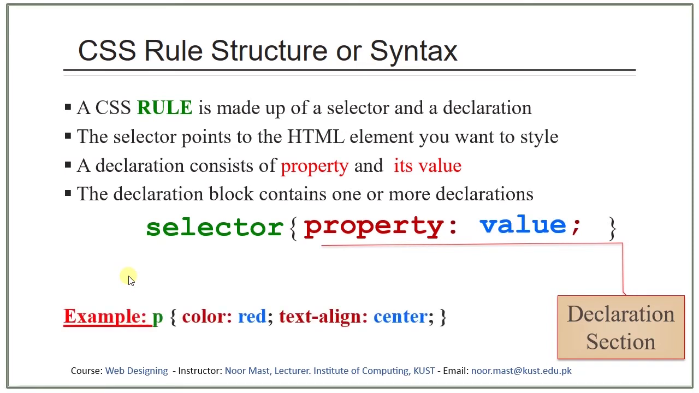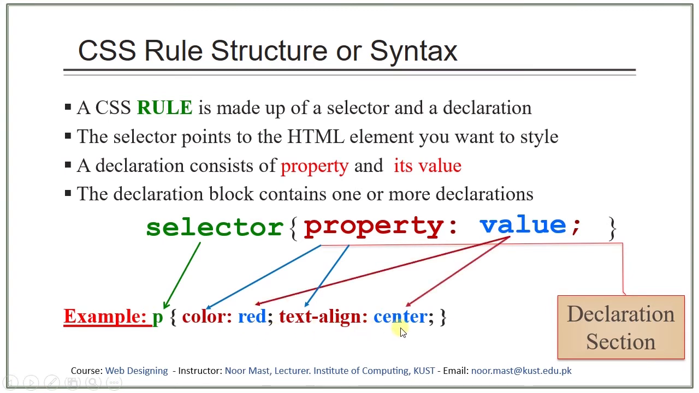So here P, which is a paragraph element, is the selector, where color and text-align are the properties, and red and center are the values of these properties. So this is the general syntax to define a CSS rule.